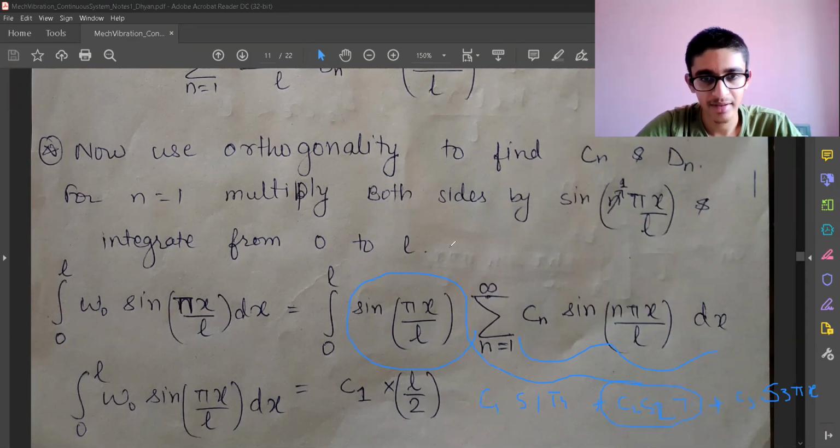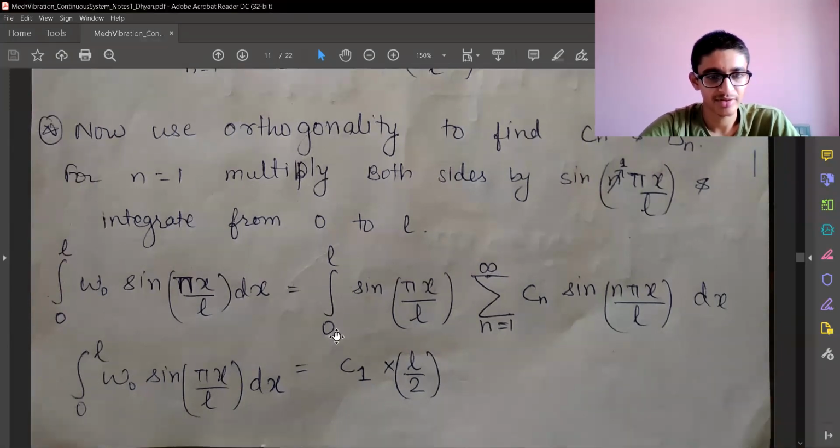Similarly, the same thing occurs if we have sine multiplied by cos or cos multiplied by cos. The terms will only survive when we have the same terms, sine squared or cos squared, outside and inside the summation. So that will help us. When we multiply by sine(1 pi x by l), we can find the c1 value. When we multiply by sine(2 pi x by l), we'll get the c2 value. Similarly, we can get the d1, d2, d3 values also. So that's all we can do.